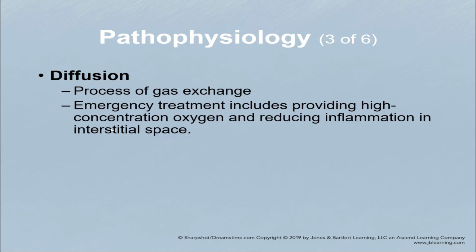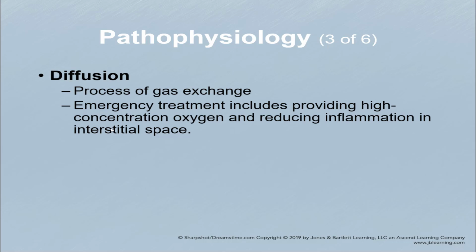For diffusion to occur, you must have the following intact. You must have an alveolar wall and capillary walls that are not thickened. You also must have interstitial spaces between the alveoli and the capillary wall that are not enlarged or filled with fluid.